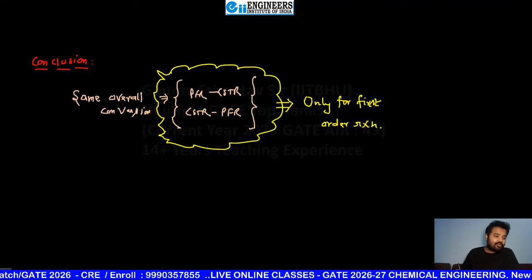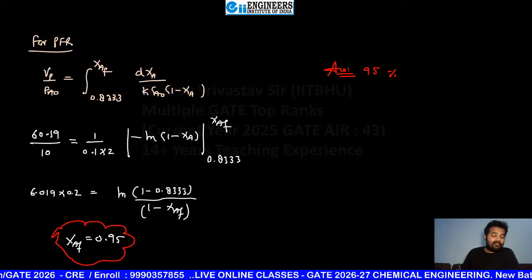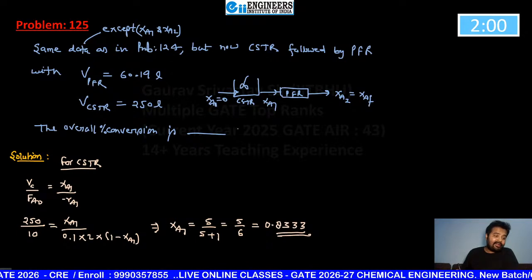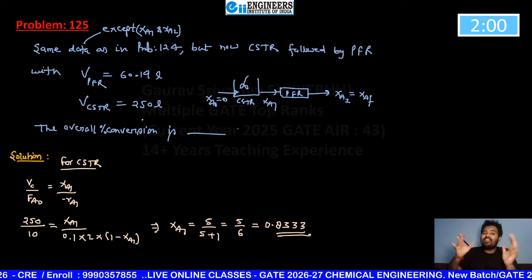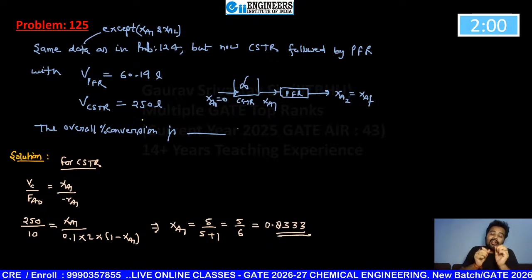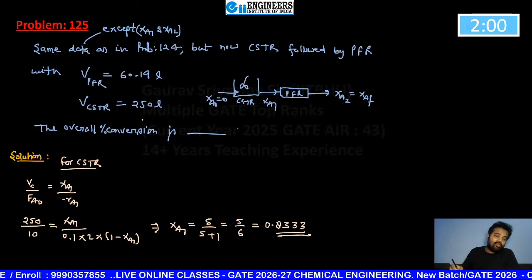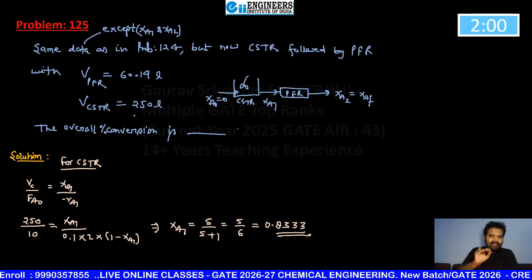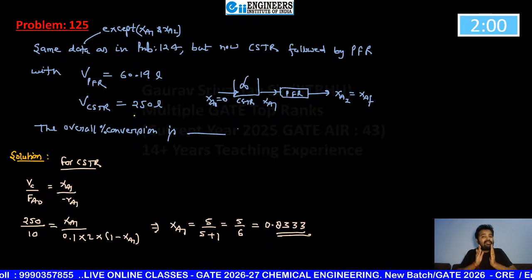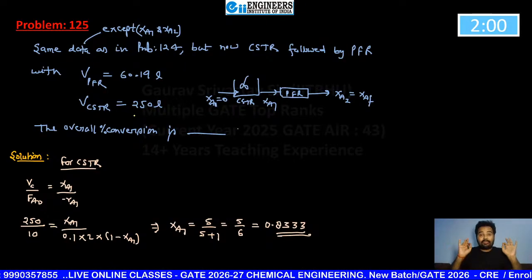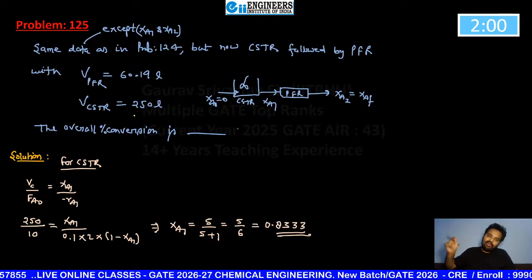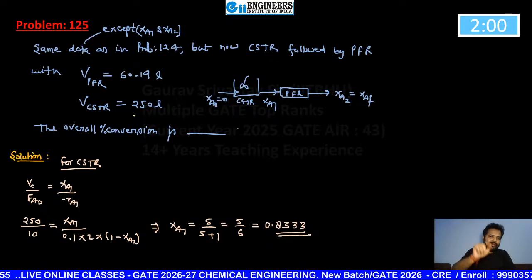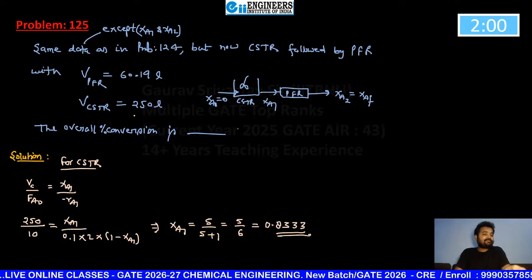My dear student Anushka Viswas, XA1 is more, it doesn't matter, because you are using 250 litres, you are not using 60 litres. You are applying 250 litres first. So XA1, the intermediate conversion, definitely is going to change. 100% it will change. But overall conversion is not going to change, but only in case of first order reaction. Okay?